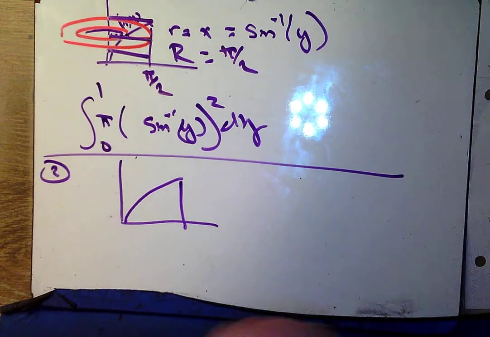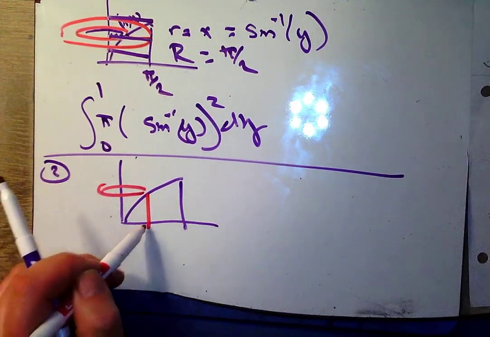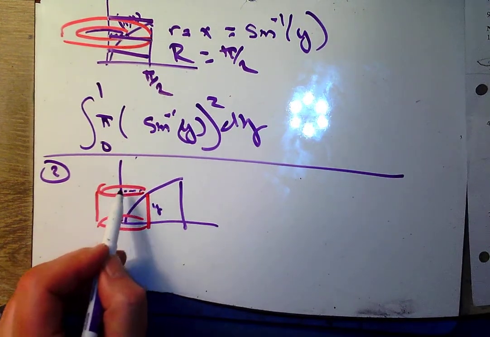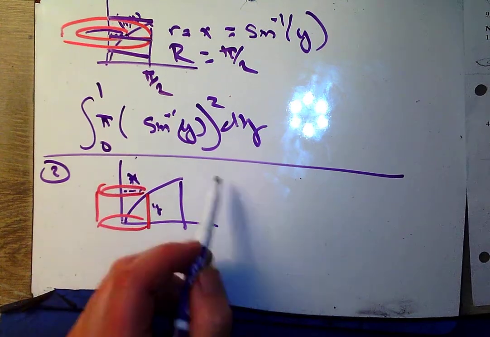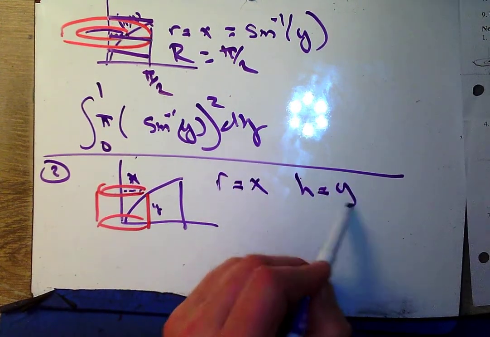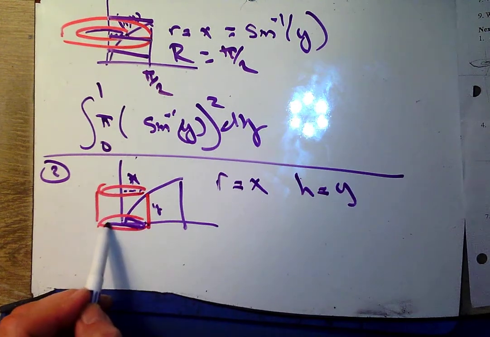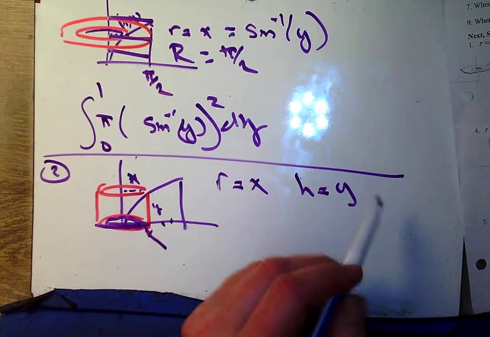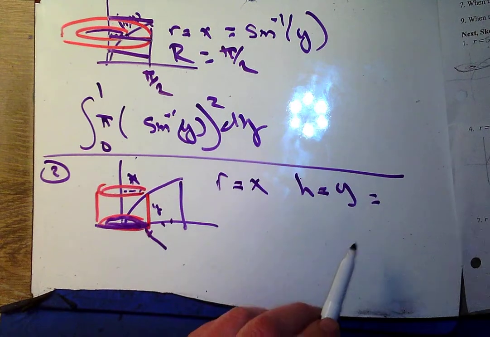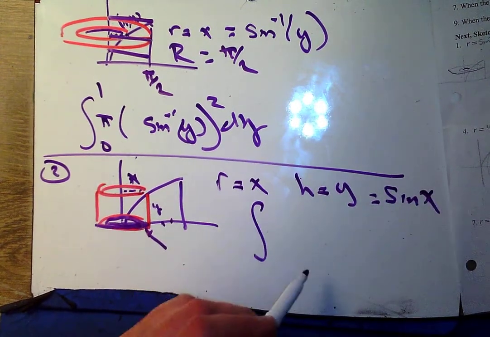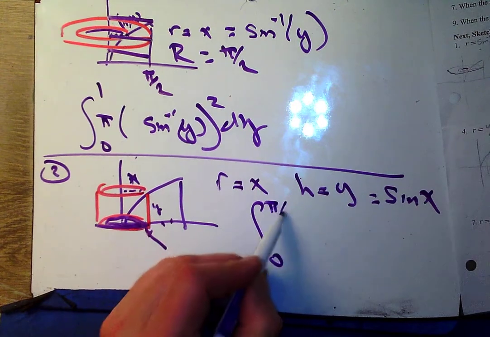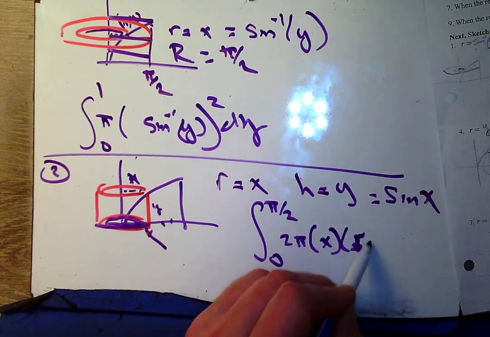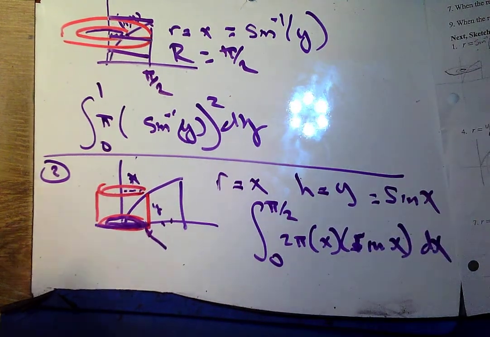Okay. Parallel to the axis of rotation. I see that my height is my y value, and my radius is my x value. This is a dx integral. See that horizontal thickness that would have to be measured on the x-axis? So we want everything in terms of x's. And so we're going to integrate them from 0 to pi over 2. And we'll want 2 pi x sine x dx. All right.